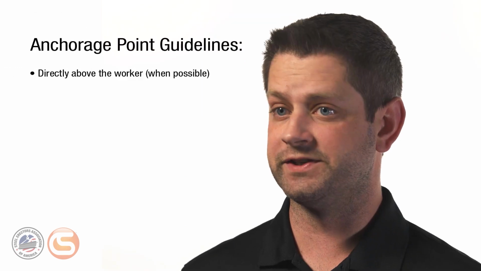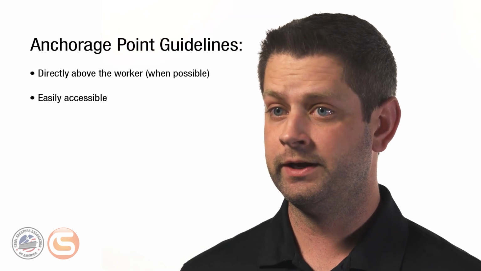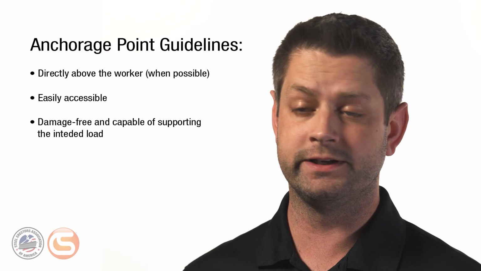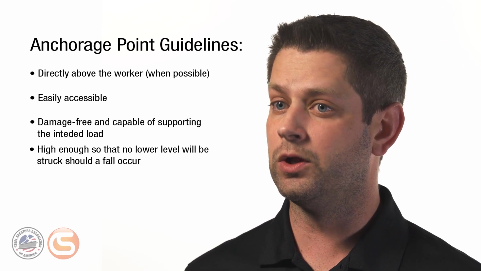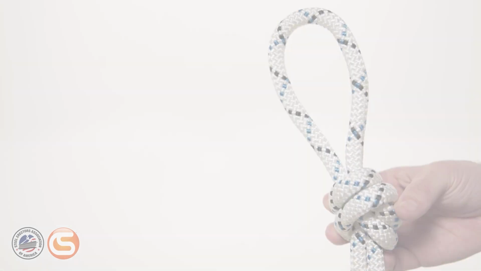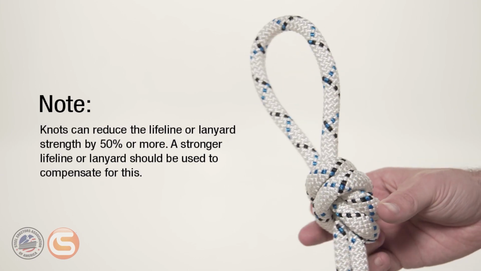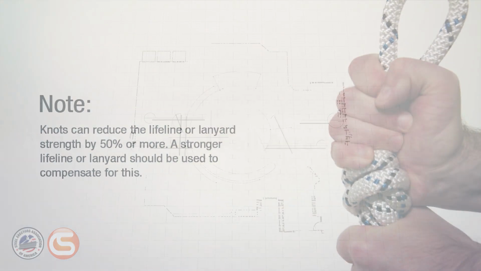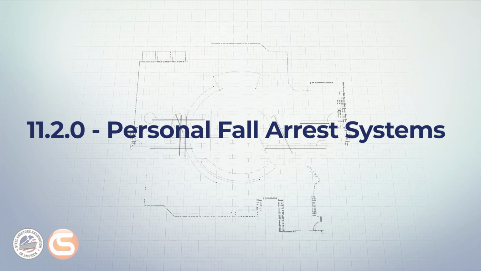Directly above the worker when this is possible, easily accessible, damage-free and capable of supporting the intended load, high enough so that no lower level will be struck should a fall occur. And as a note, knots can reduce the lifeline or lanyard strength by 50% or more. A stronger lifeline or lanyard should be used to compensate for this.